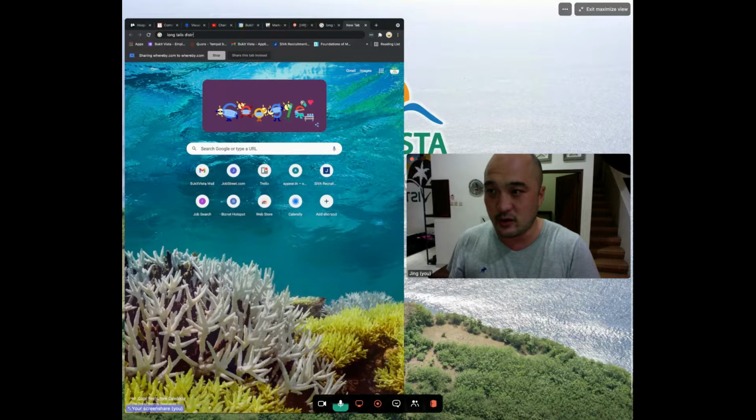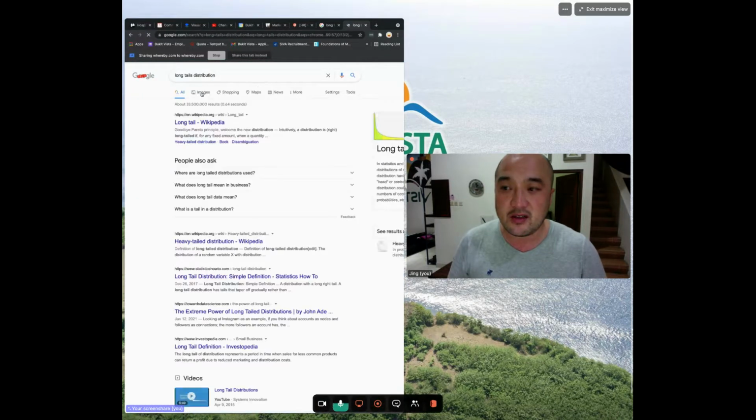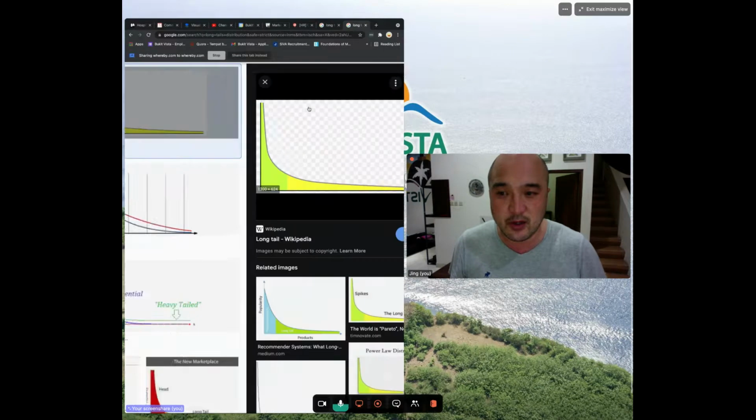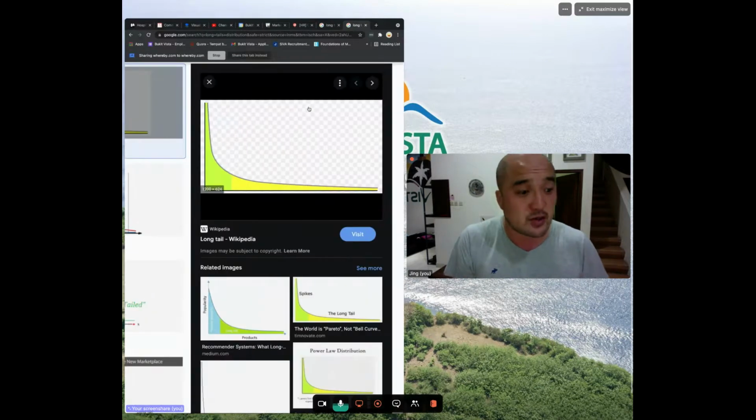So before I go into long tail SEO, let me just explain how long tail distribution works. Long tail distribution is a phenomenon that appears often on the internet, and this is a pretty typical long tail distribution graph. So what does this exactly represent?